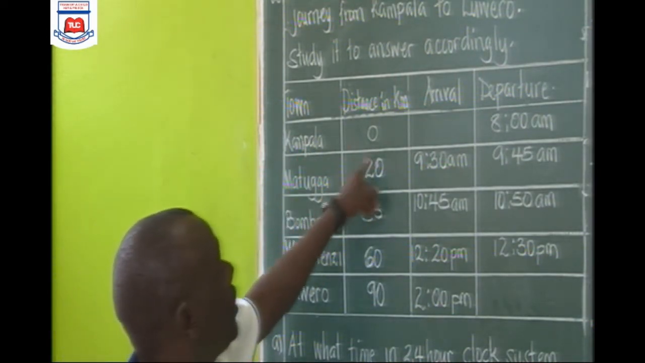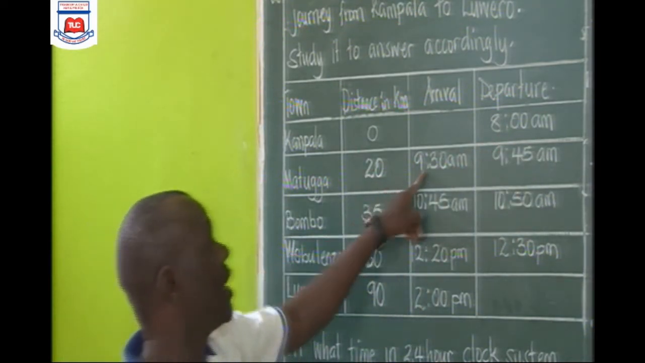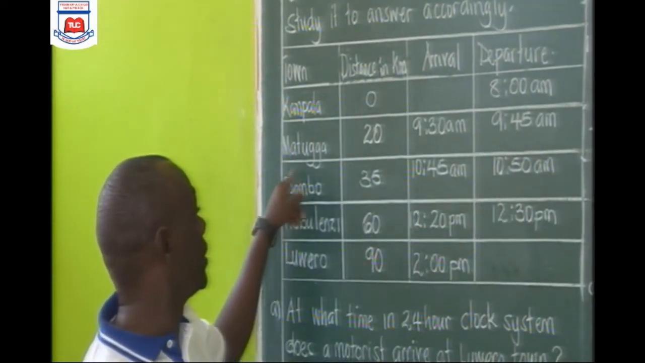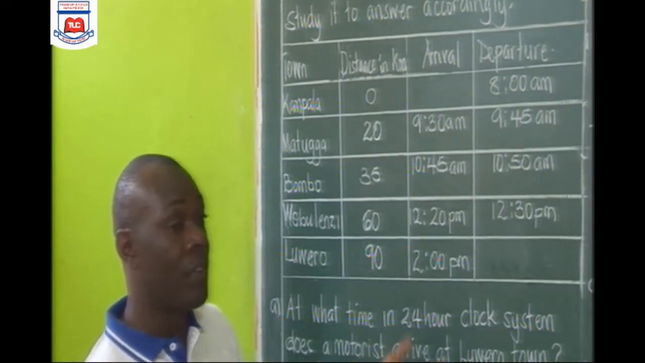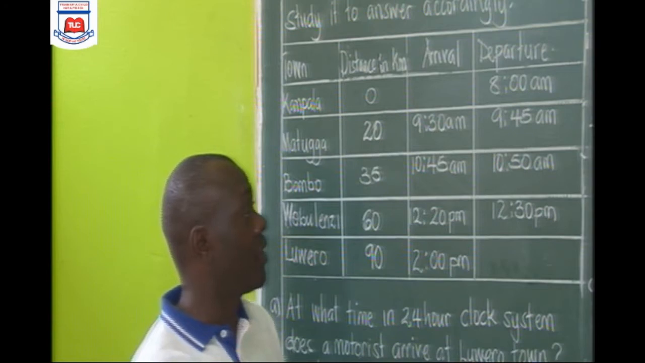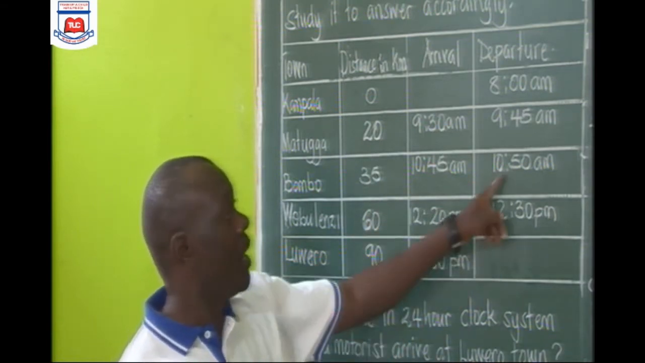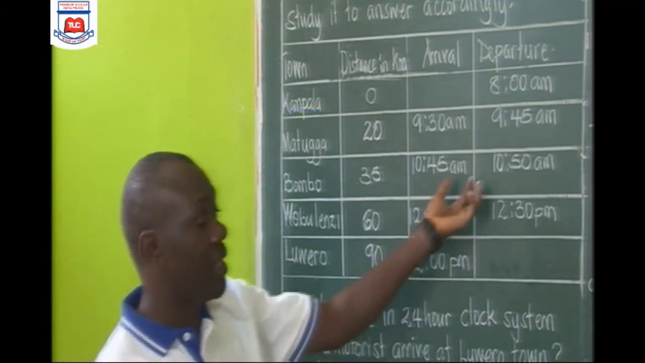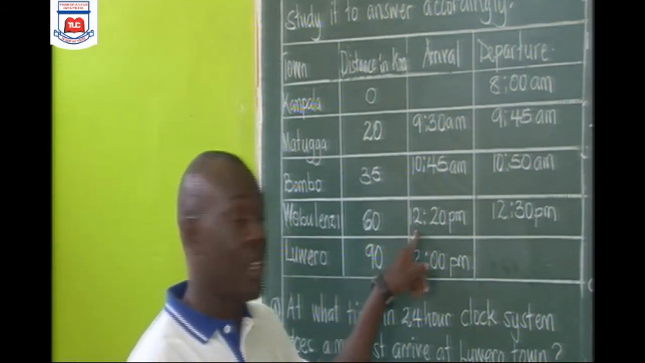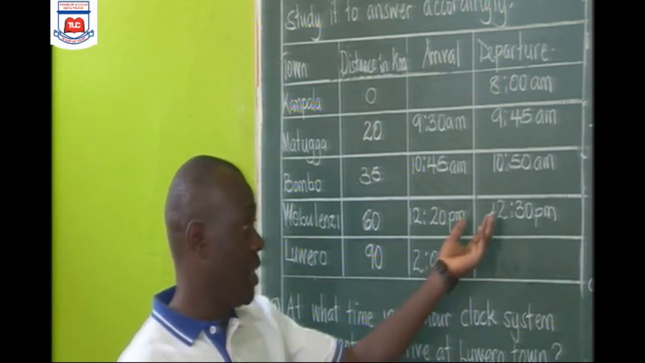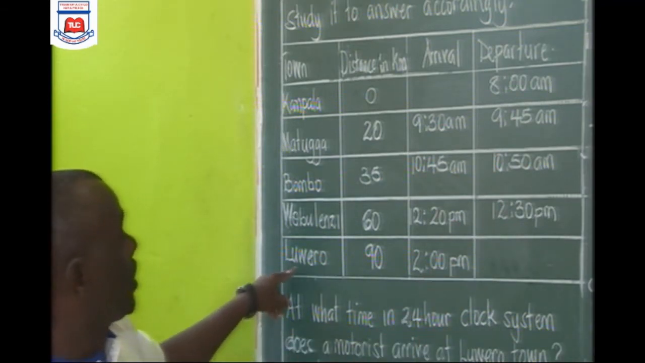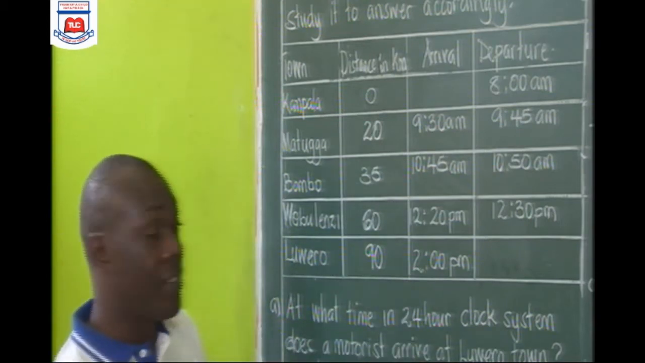Then we go to the times of arrival and departure. This motorist leaves Kampala at 8 a.m. and reaches Matuga at 9:30 a.m., leaving Matuga at 9:45 a.m. So he makes a stopover of 15 minutes at Matuga, then proceeds to Bombo, where he arrives at 10:45 a.m., leaving Bombo at 10:50 a.m. Therefore, he's there for 5 minutes, and then proceeds to Woblenzi, arriving there at 12:20 p.m., where he leaves at 12:30 p.m. Therefore, he's there for 10 minutes before reaching Luweero at 2 p.m. And that's the final destination.